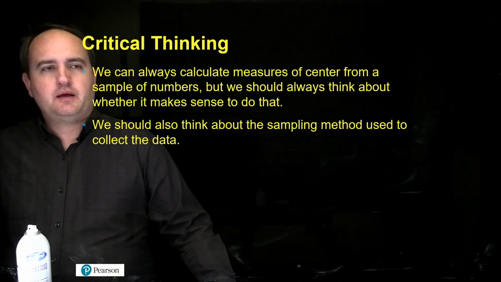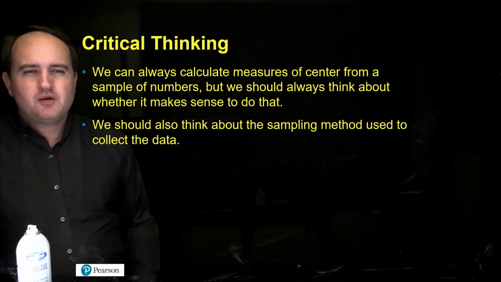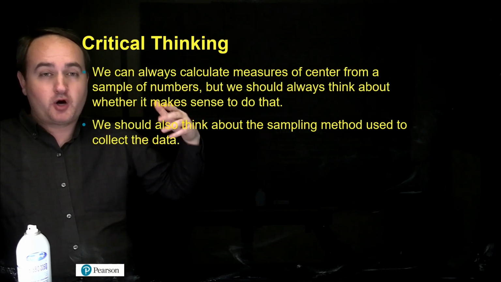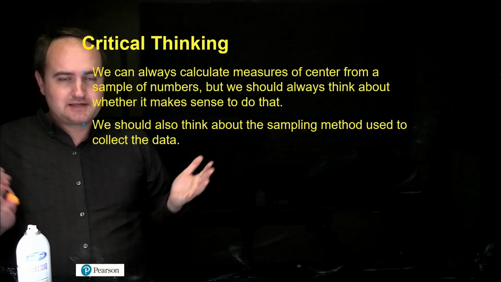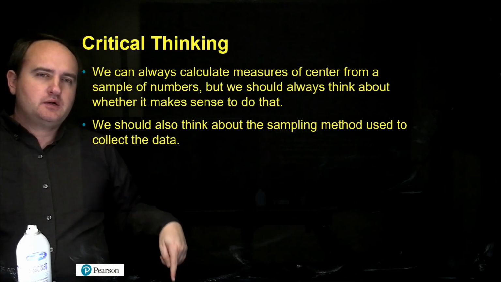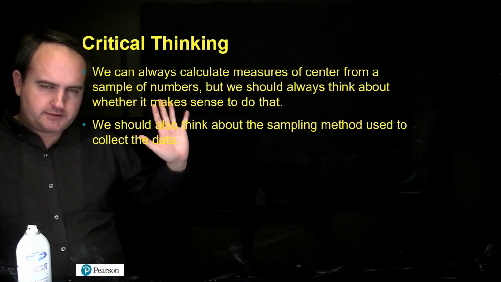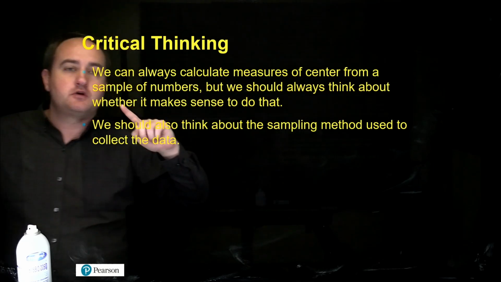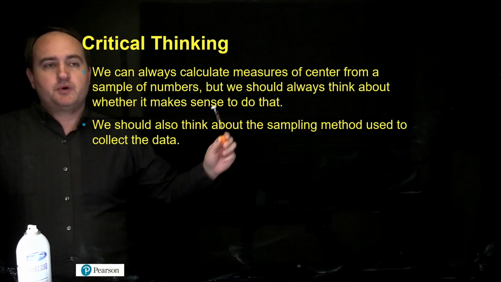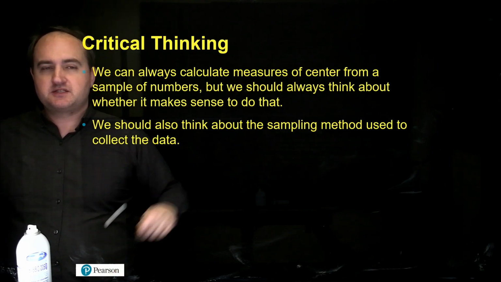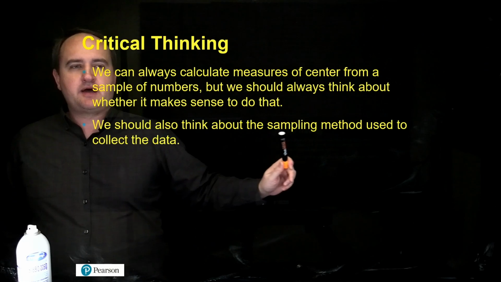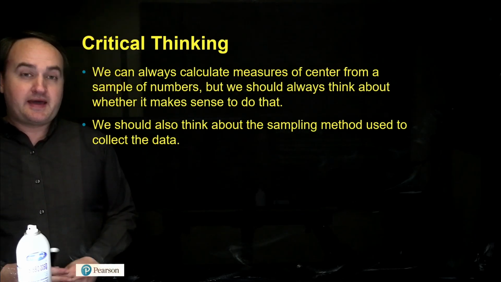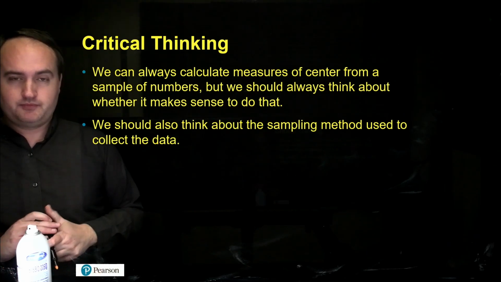Okay, and then we'll cover this slide, but then the rest of these slides I'm going to do in my next video, my part 2 of this long section. So let's just do this slide and then we'll stop this video. So critical thinking: we can always calculate measures of center from a sample of numbers, but we should always think about whether it makes sense to do that. We should also think about the sampling method used to collect the data. Okay, so that completes what we just did there.